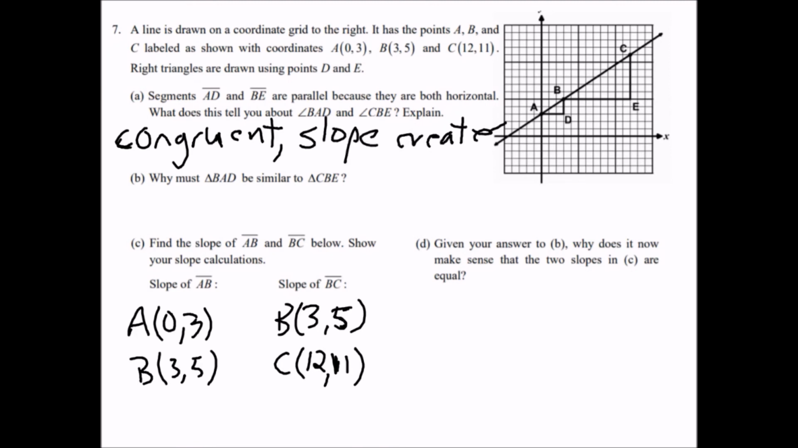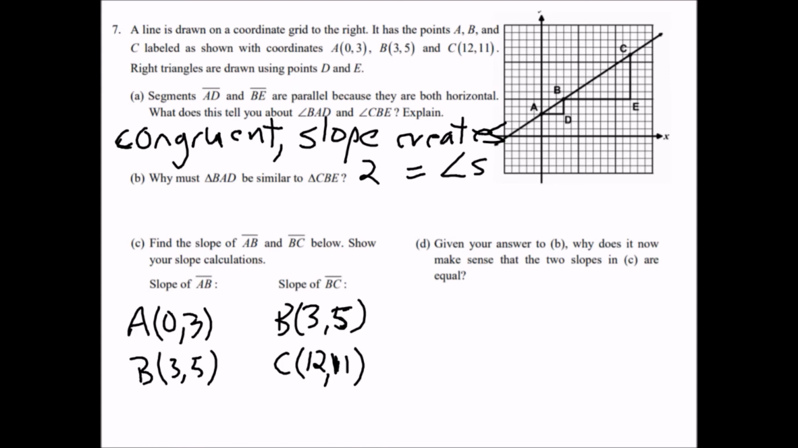All right, number 7, the last one. We've got coordinates. AD and BE are parallel because they are both horizontal. What does this tell you about angle BAD and CBE? That would tell me that they are both congruent or equal. And I would say something like the slope creates two equal angles or something like that.